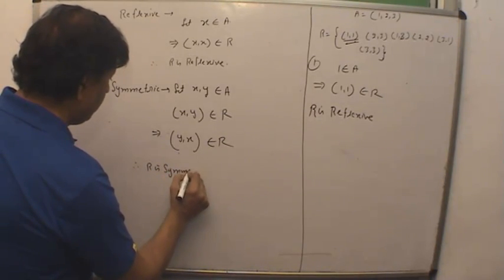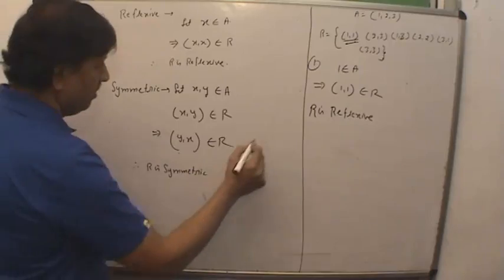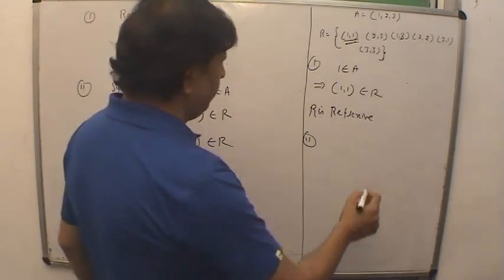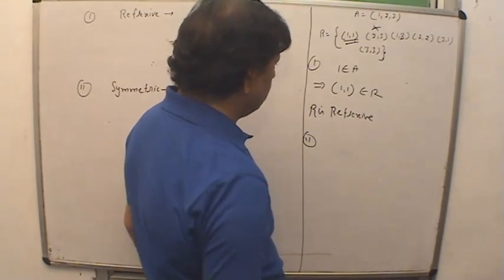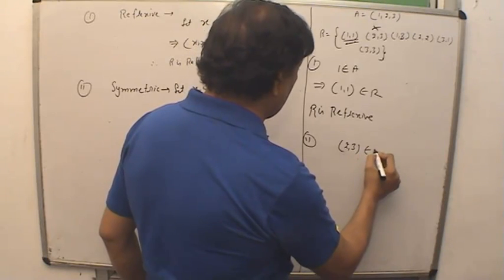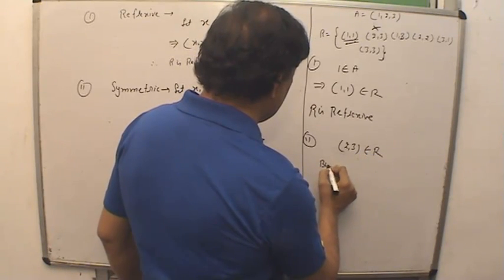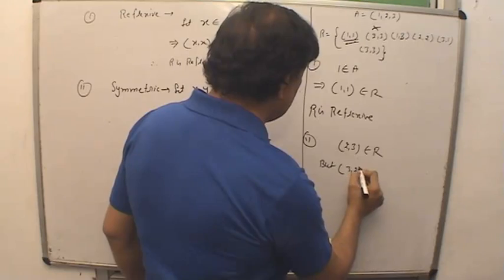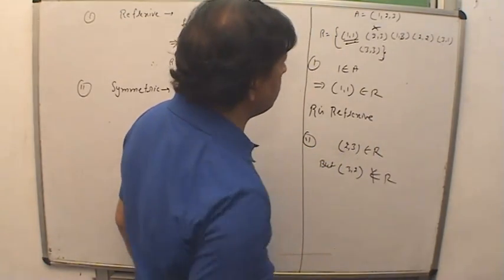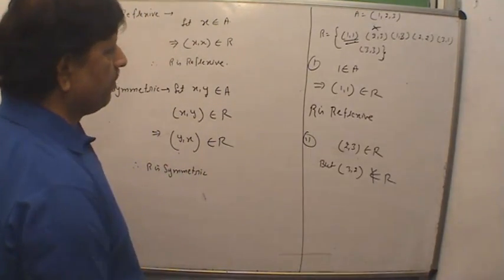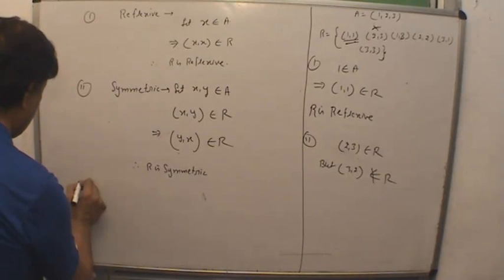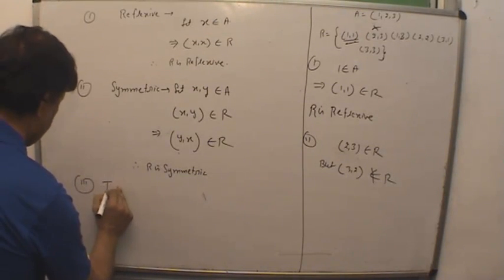Let us see in this example, we consider an element, say (2, 3). Here (2, 3) belongs to R, but (3, 2) does not belong to R. So we can say it is not symmetric. Third property, it is transitive.